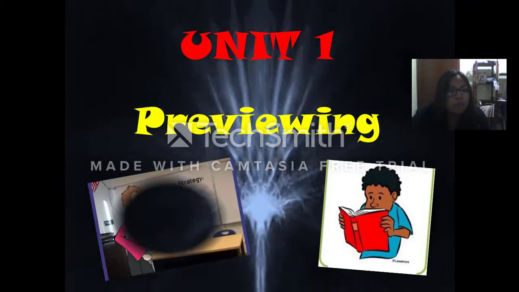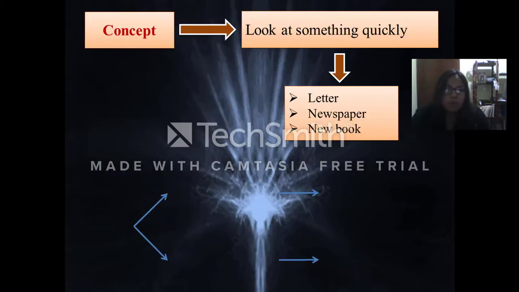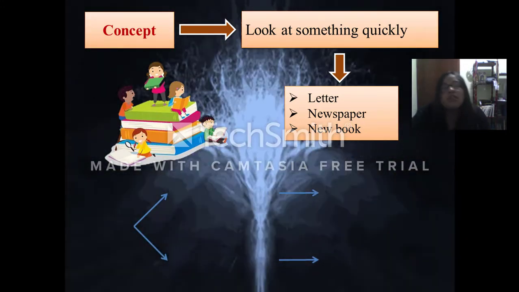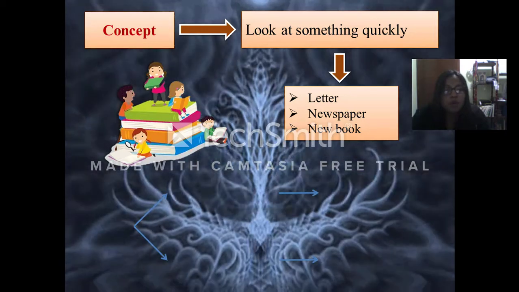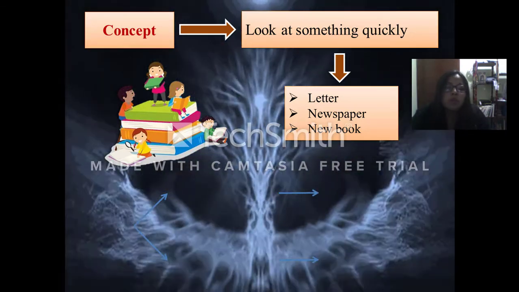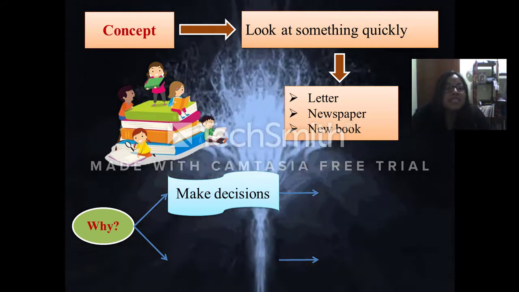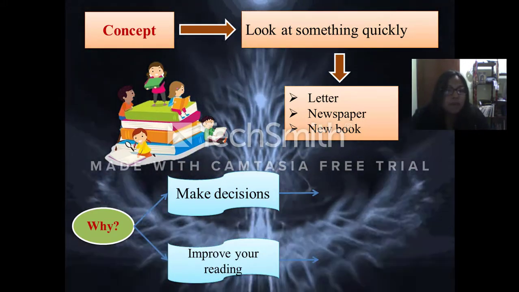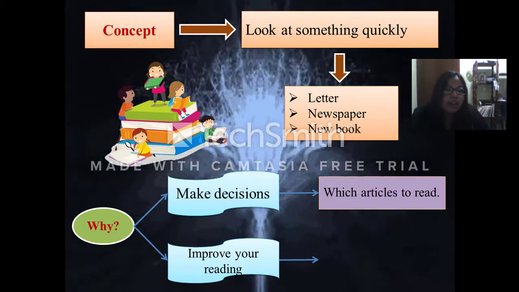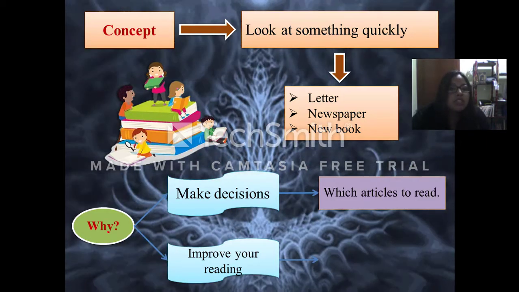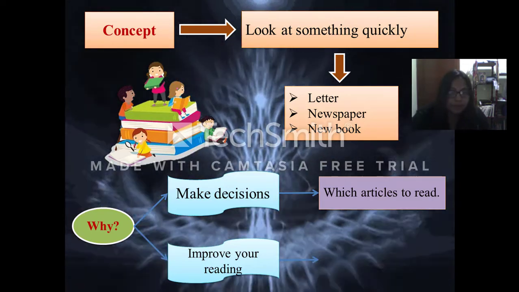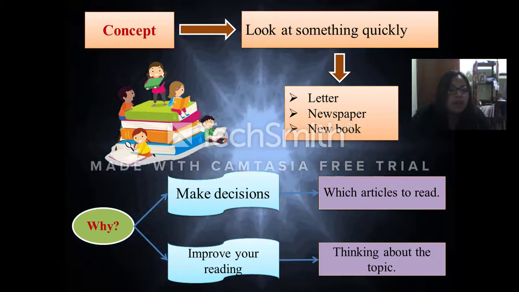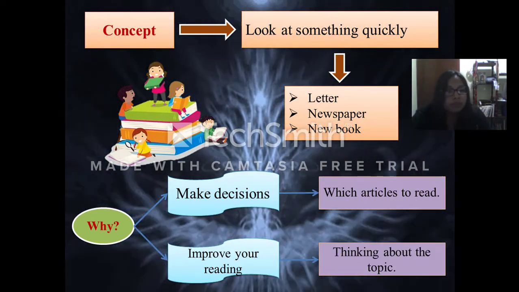In Unit 1, we have previewing. Previewing means looking at something quickly. It could be a letter, a newspaper, or a new book. Why? Because we can make decisions and improve our reading. We make decisions because with previewing we can select which articles or books to read. And this improves our reading because we can think about a topic before reading.